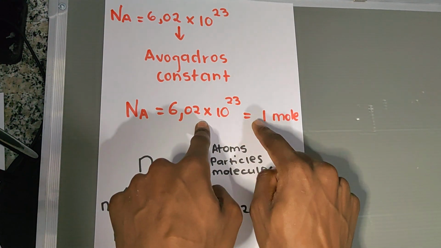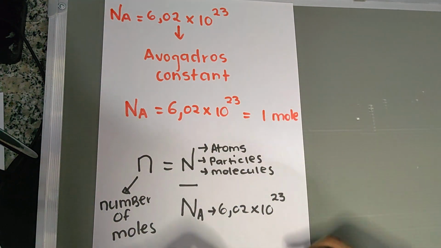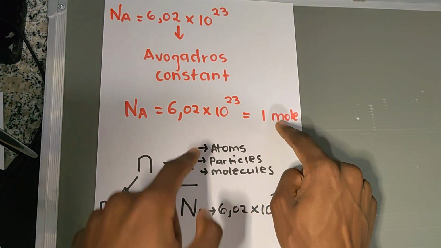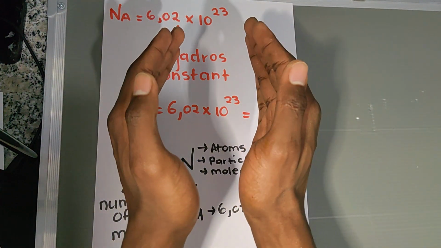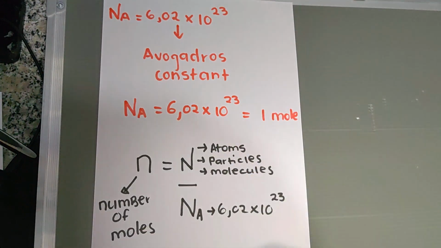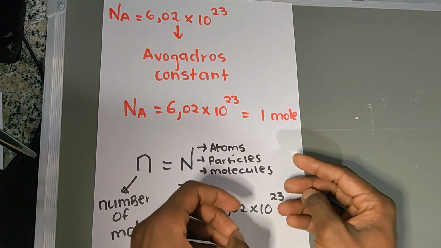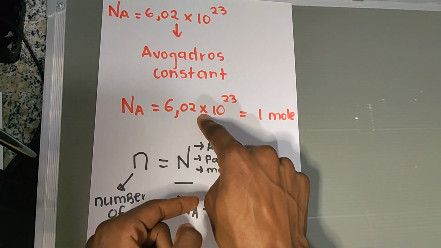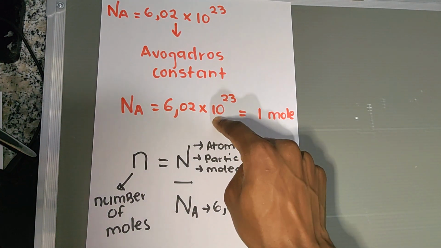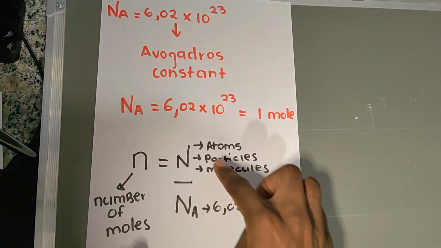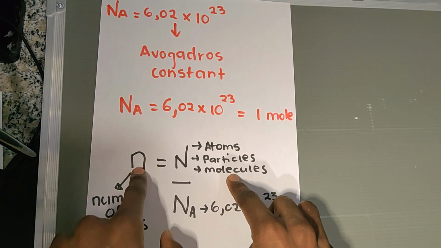So this is a conversion factor between the number of things and a mole. If you want to find the number of moles, you can use this conversion factor. If you want to find the number of things, particles, atoms, or molecules, you can use this conversion factor. Just like you were moving from centimeters to meters, you can move from number of atoms, particles, molecules to moles, or from moles to number of atoms, particles, or molecules. So this is the mathematical relationship between the number of atoms, particles, molecules, and a mole.